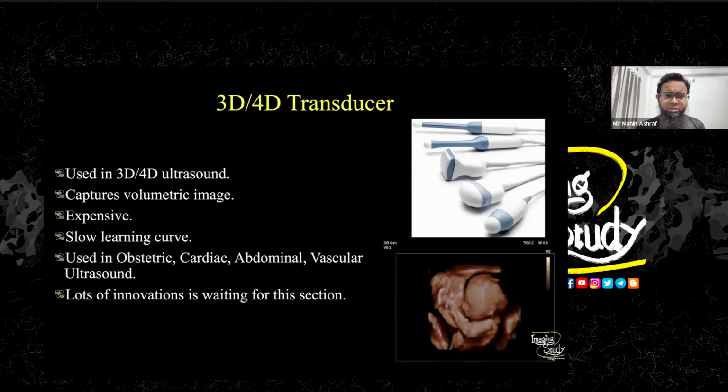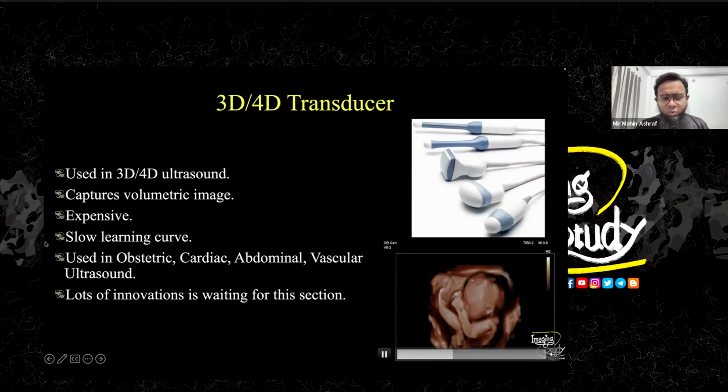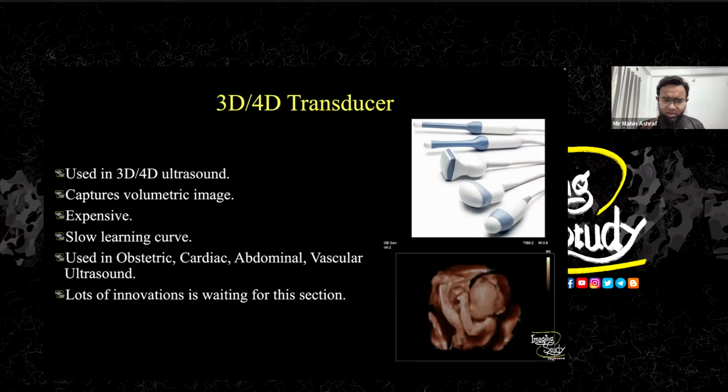We have the 3D 4D transducer for volumetric images. They also have the linear, curvilinear, sector, and TVS TRS varieties available. And they're very good for volumetric, beautiful fetal face images. We'll talk about this 3D. A long session will be available at the end of this lecture.